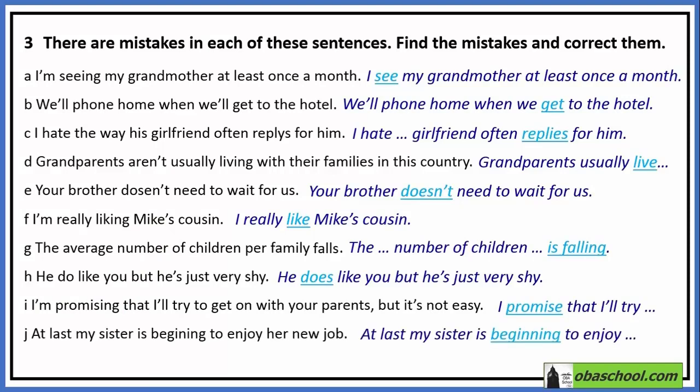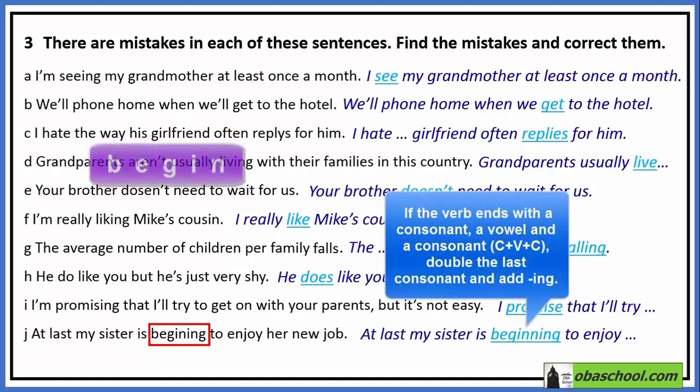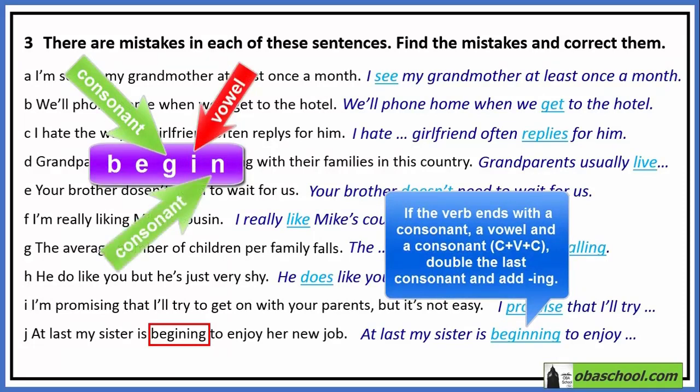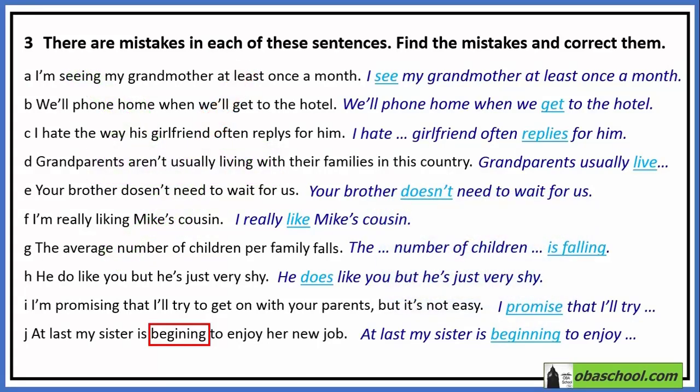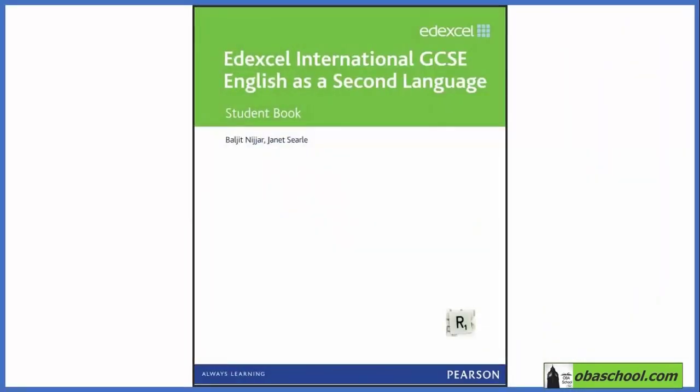J. At last my sister is beginning to enjoy her new job. The mistake here is in spelling the verb beginning. We have to know that the rule says if the verb ends with a consonant, a vowel and a consonant, C plus V plus C, we double the last consonant and add the ing as we did here in the verb begin. So it will be beginning with double N and we add the ing. Now we have just solved exercise number 3.